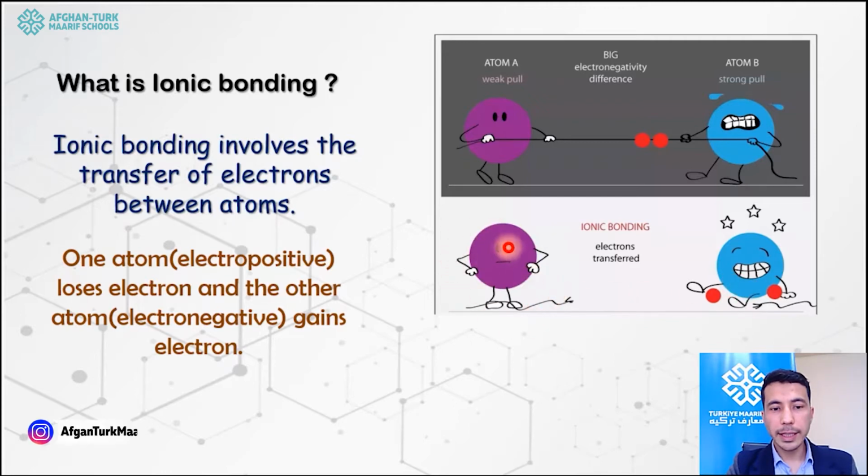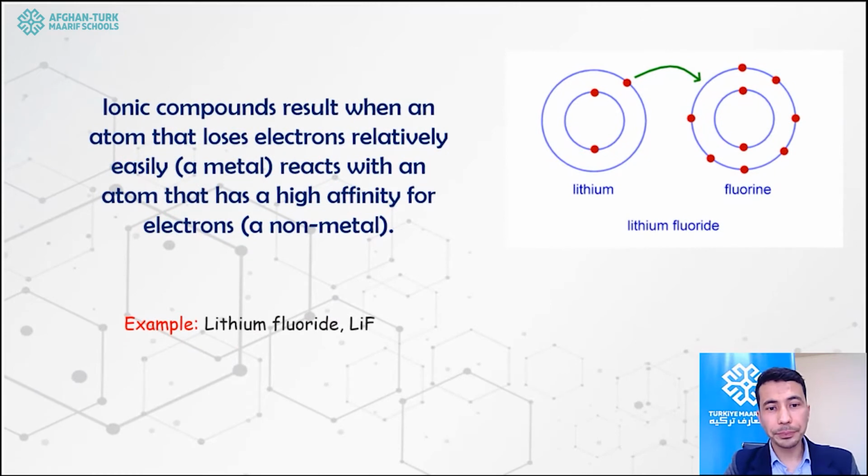This atom was more electropositive than this one, and this atom was more electronegative than this one. You remember from the lesson electronegativity and electropositivity. When an atom has a higher electronegativity, it will get an electron, and the atom that has a lower electronegativity value will lose an electron. Okay, over here we have an example. The example is lithium fluoride. Mostly in reactions, metals lose electrons because metals are more electropositive, and non-metals are more electronegative and they have high affinity for electrons.